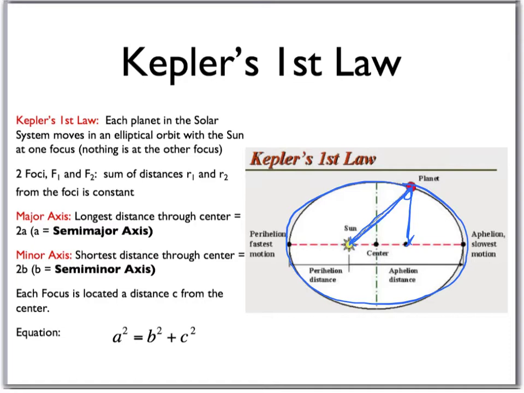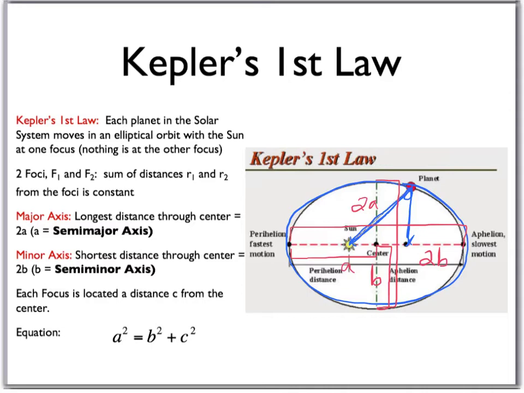Now, there's some values that are interesting to note here that might be used. So first of all, the major axis. The major axis is this long distance through the ellipse, and that's a total distance of 2a, because if you were to cut that in half, that's what we call the semi-major axis, which is just a. The minor axis is the short way through the ellipse. That would have a distance of 2b, because half of that would just be b, and that's what we call the semi-minor axis.